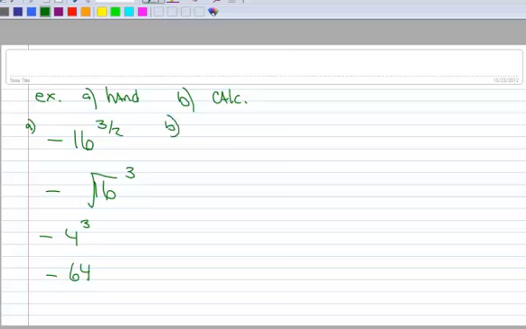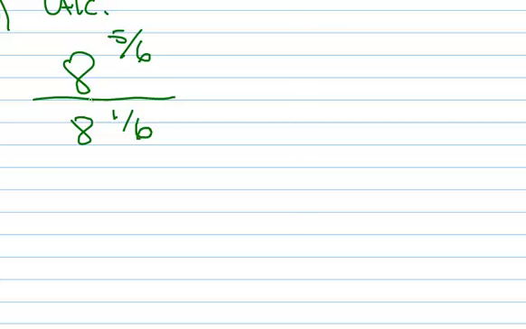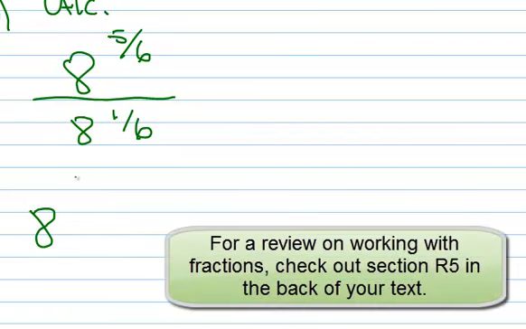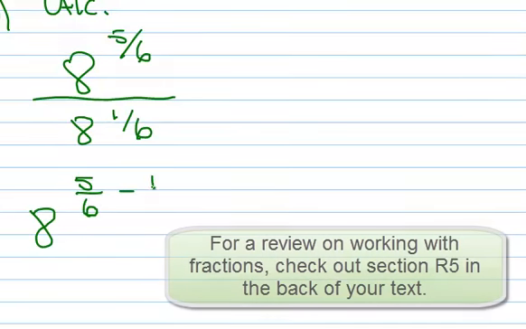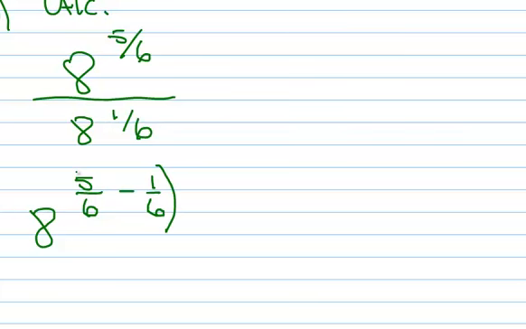Let's do another one. Let's do 8 to the 5/6 all over 8 to the 1/6. Recall when you divide like bases, which means I have an 8 in the numerator and an 8 in the denominator, I subtract exponents. So that would look like 8, and if I subtract exponents, I'm going to have 5/6 minus 1/6. All that is my exponent.